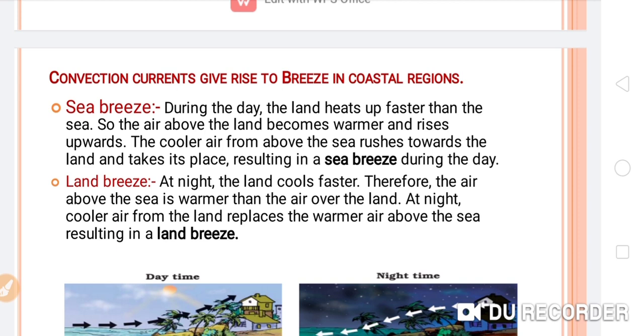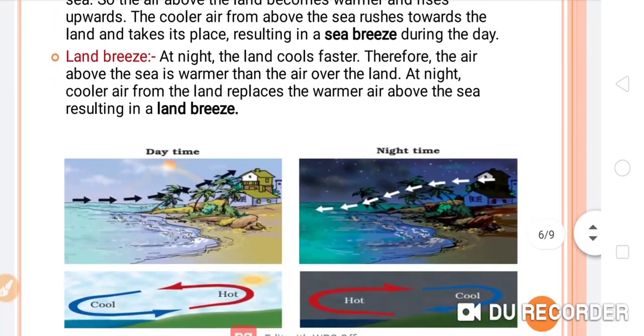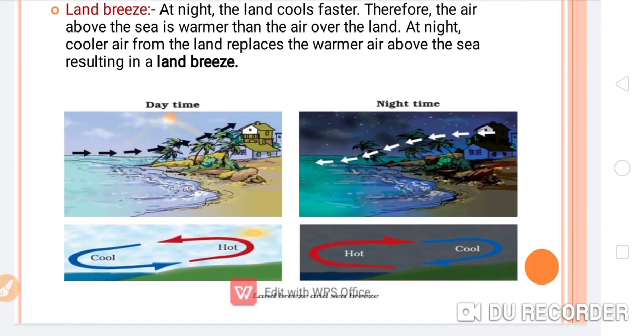Okay, now second, land breeze. How will the land breeze take place? At night, the land cools faster, therefore the air above the sea is warmer than the air over the land. At night, cooler air from the land replaces the warmer air above the sea, resulting in the land breeze. So here you can see hot air will move upward, and the space created by the hot air will be occupied by the cool air.